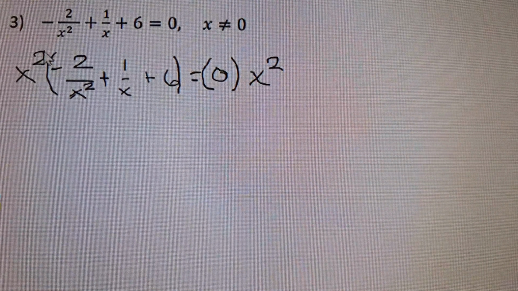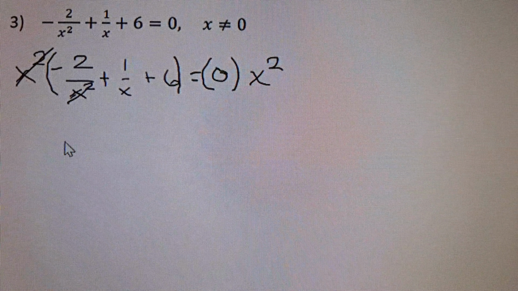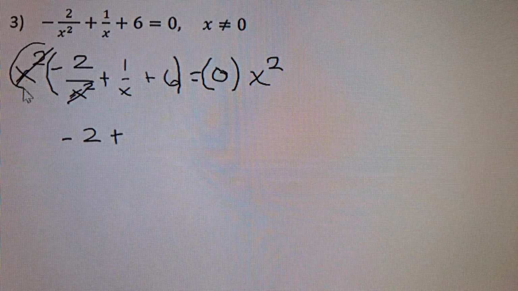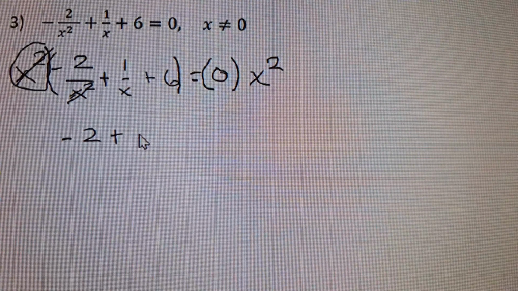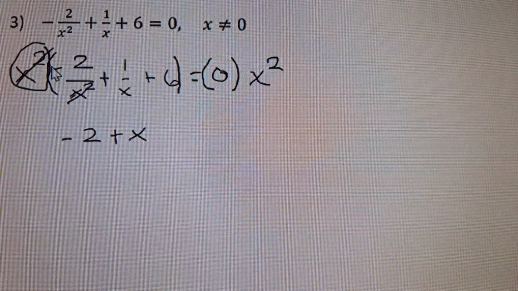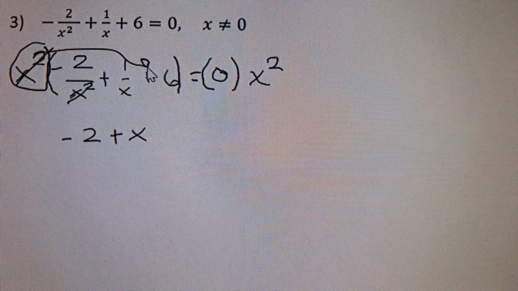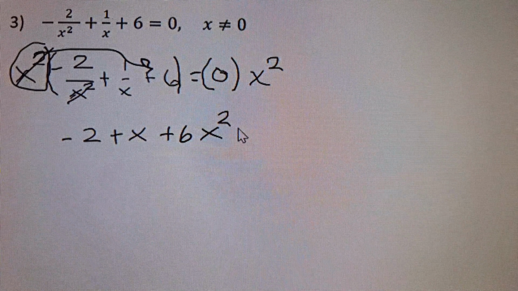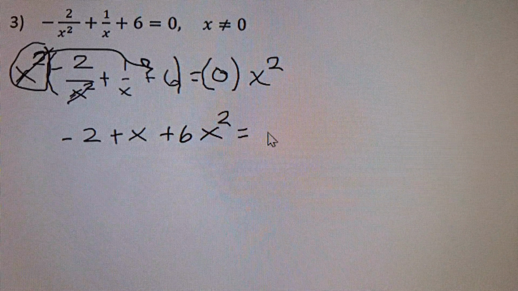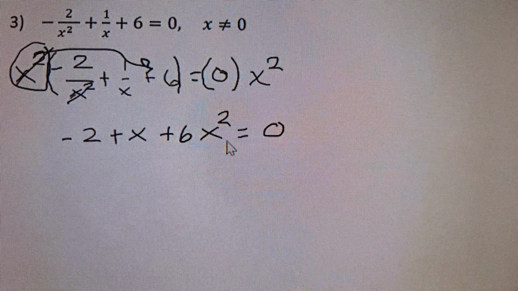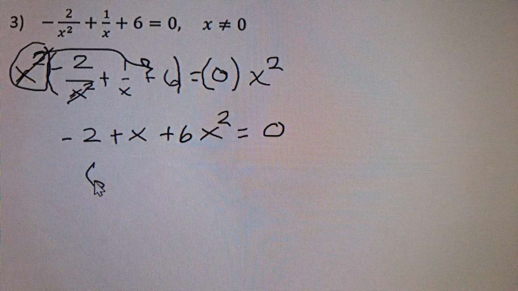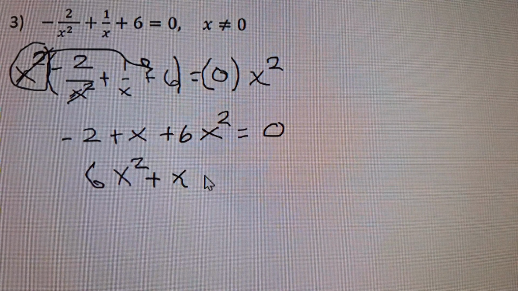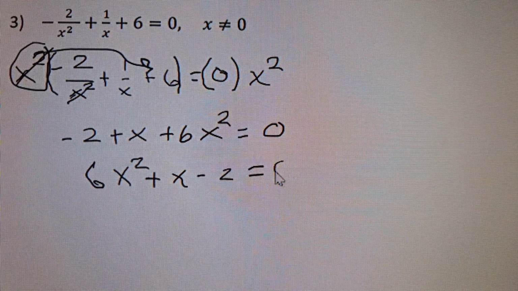What do we have? Well, this x squared and this x squared cancel. We end up with minus 2 plus, there is an x squared divided by x, that would be x. And the last one, x squared times 6, would be plus 6x squared. And on the right side, 0 times x squared is 0. Rearranging with the leading coefficient, we get 6x squared plus x minus 2 is equal to 0.